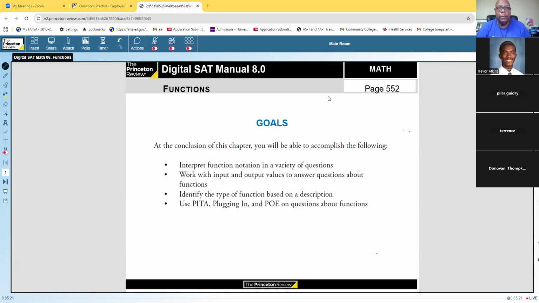All right. Let's look at the goals for functions. You know what they are, but we got to learn it SAT style. All right, let's start off the day. Donovan, could you read where it says goals and then keep going? Page 552, everybody. Okay. At the conclusion of this chapter, you will be able to accomplish the following: interpret function notation in a variety of questions, work with input and output values to answer questions about functions, identify the type of function based on the description, and use PITA, plugging in, and POE on questions about functions. Okay, here we go.